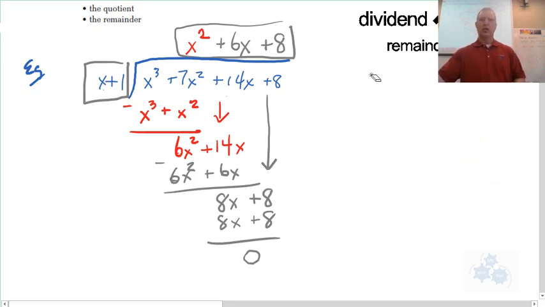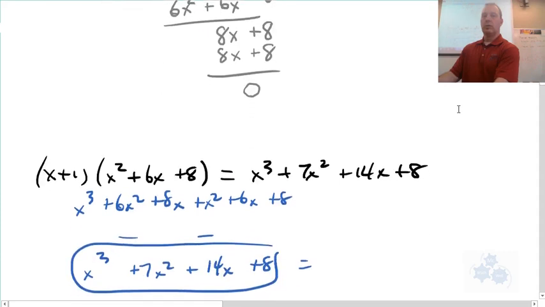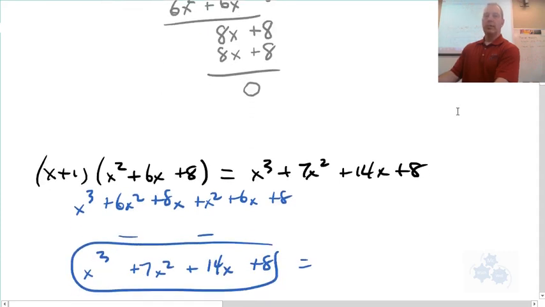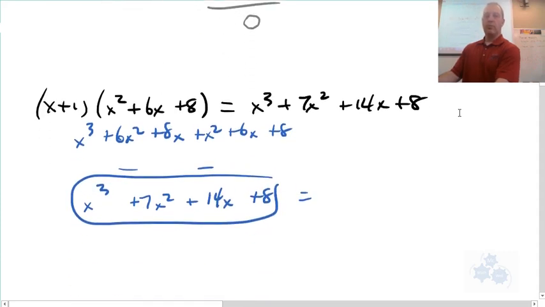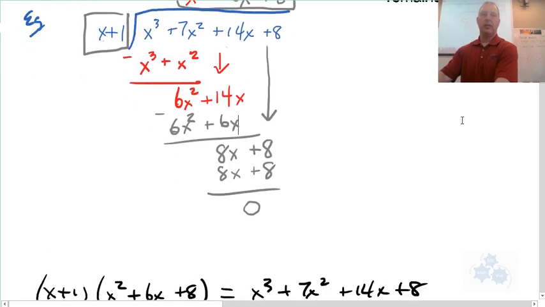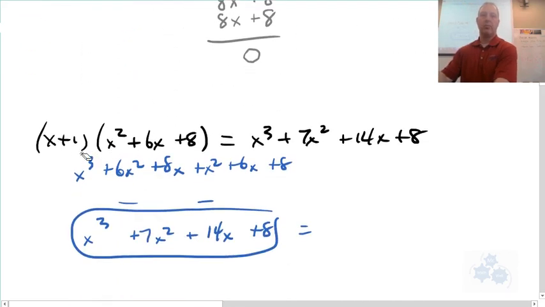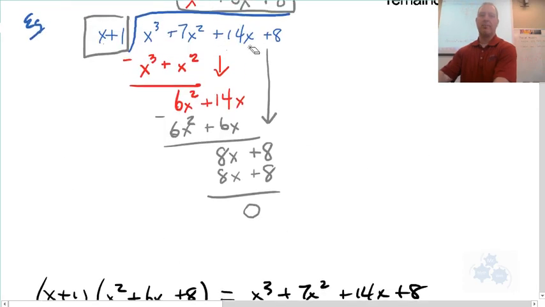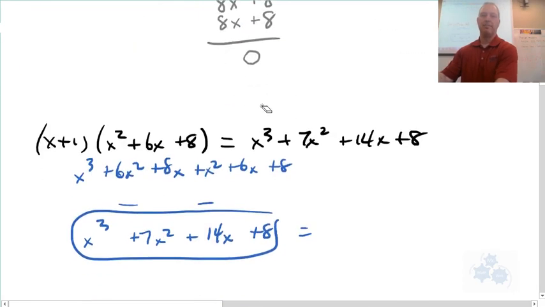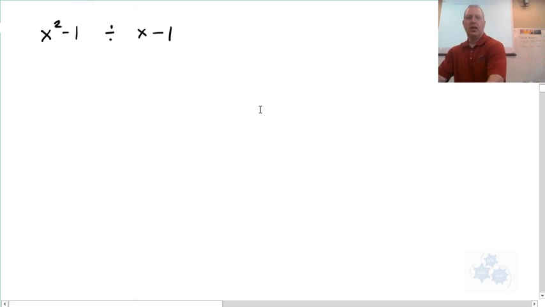Okay? So that's long division. Any questions about long division? All right. So you will get some more practice at that. This right here looks like the check. If you multiply the two factors together, you should get the exact same polynomial that you divided. All right. Okay.